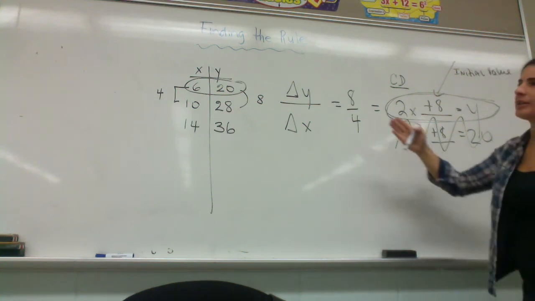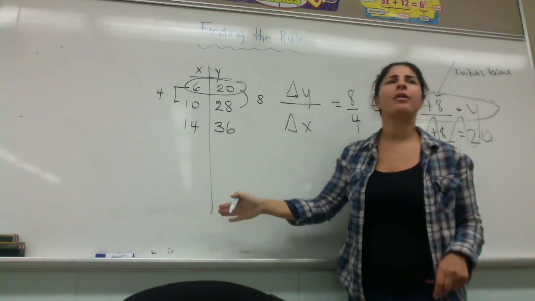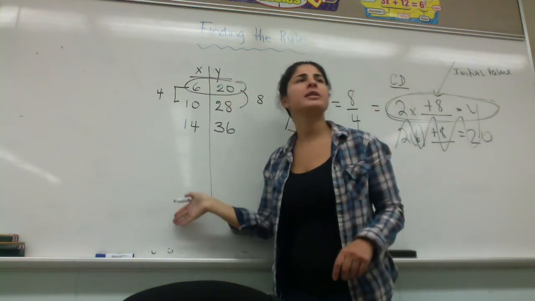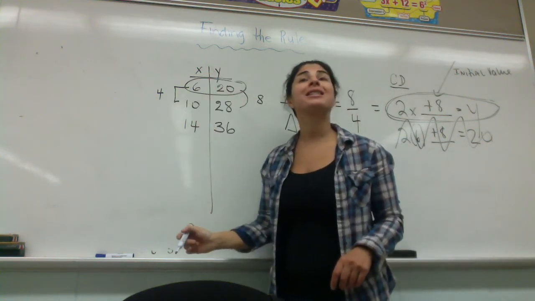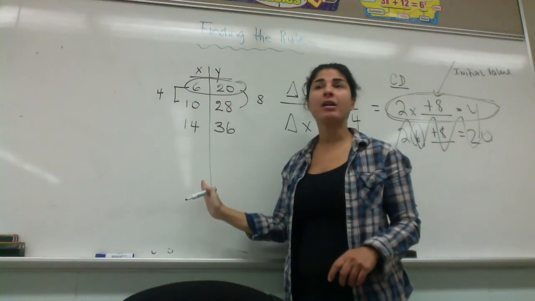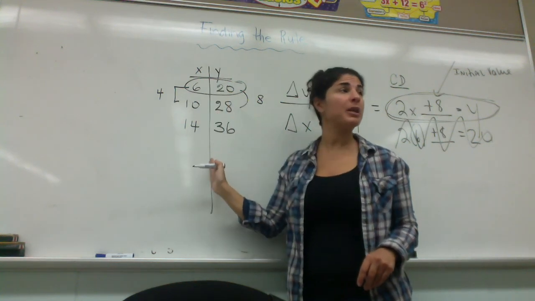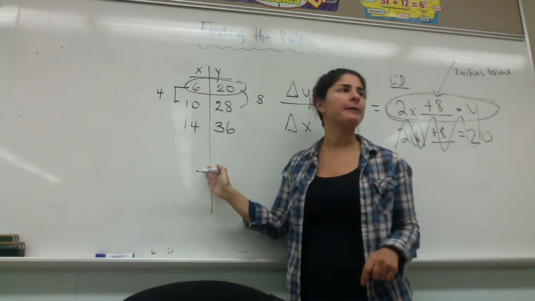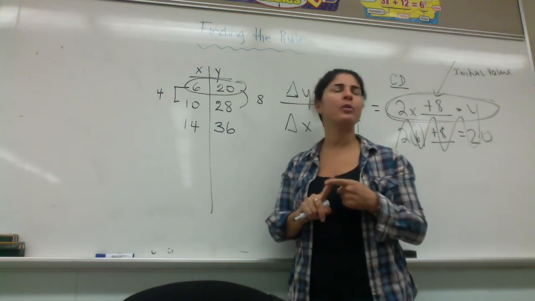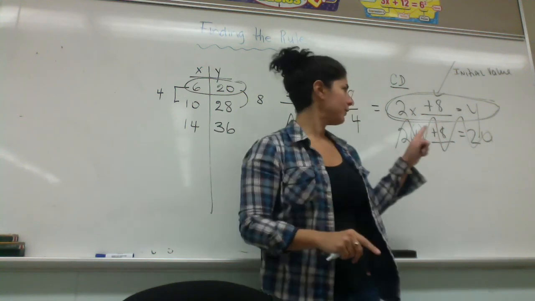Initial value on a table of values is where? Where's my initial value in the table of values? At the 0. Is the 0 there? In this case, no. Could it be there? Sometimes it will be. In your homework, the first 5 are with zeros. You don't have to do this.